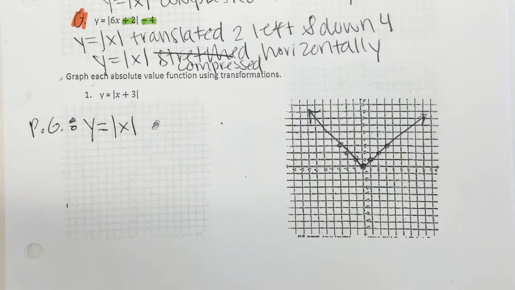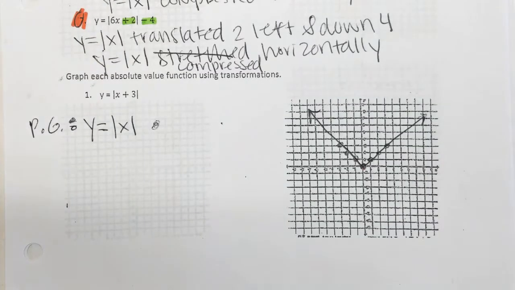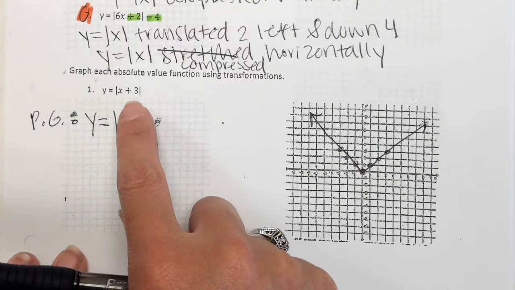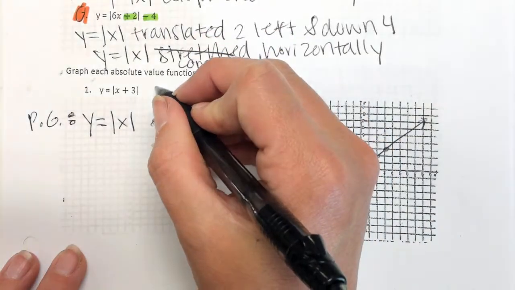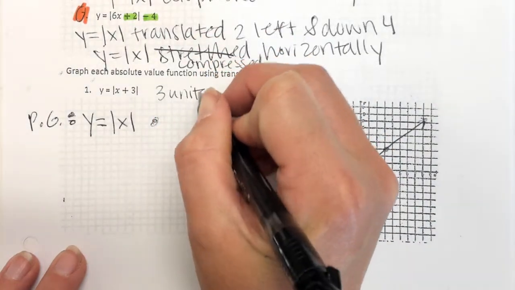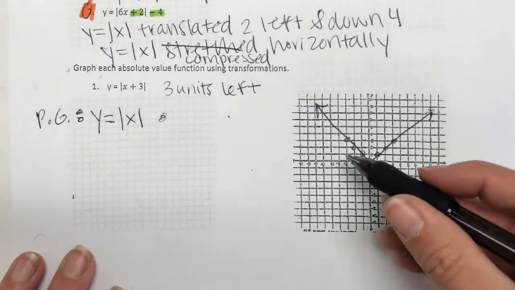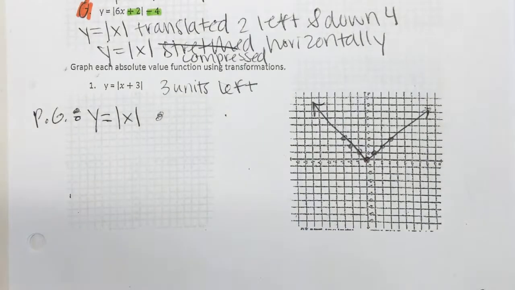And now, remember how I showed you this example where I moved every point just 4 units to the left? What is this transformation saying we're going to do? What is that 3 going to do? 3 units which way? Left. Everybody remember that? So all you're going to do is move all of the points you just drew 3 units to the left. So this is how it should look.